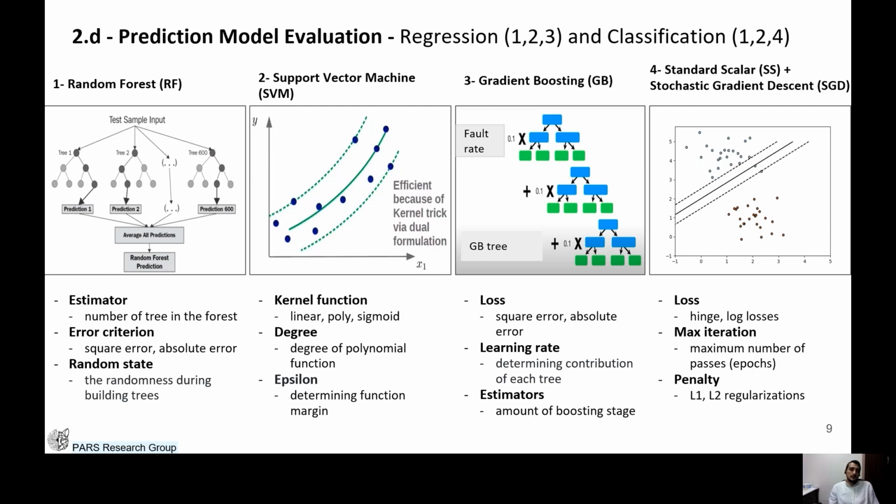The second algorithm is the support vector machine algorithm. This algorithm tries to build a kernel function to capture all of the samples within a margin. This margin is specified with this epsilon value. Our kernel function can be linear, sigmoid, or polynomial. We specify this kernel function type at the beginning. We can also specify the degree of our function type, for example, a polynomial function.